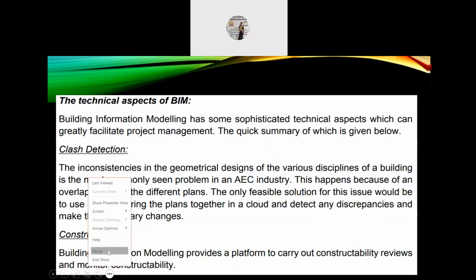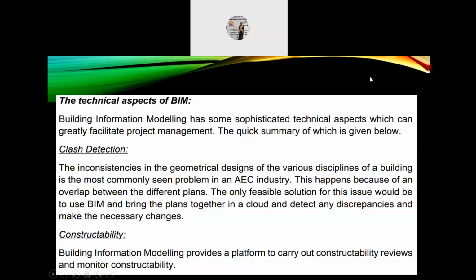The technical aspects of BIM. Building information modeling has some sophisticated technical aspects which can greatly facilitate project management. A quick summary of which is given below. The first one is clash detection.